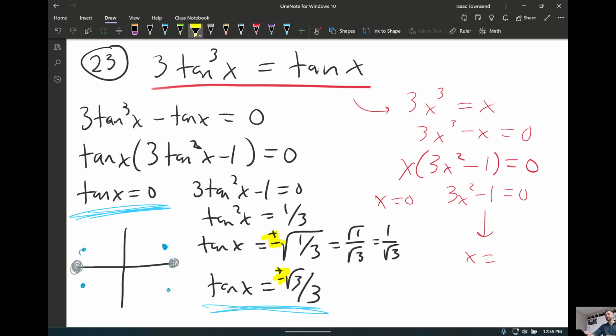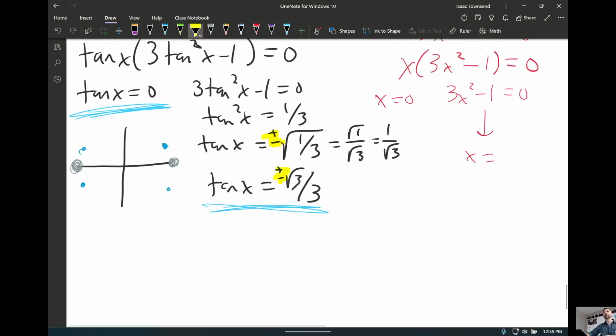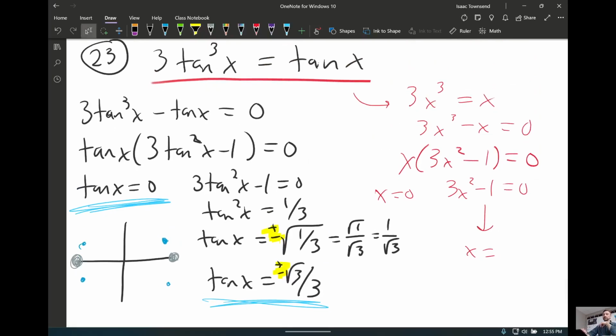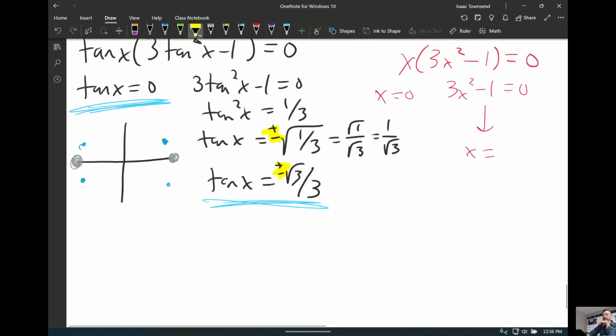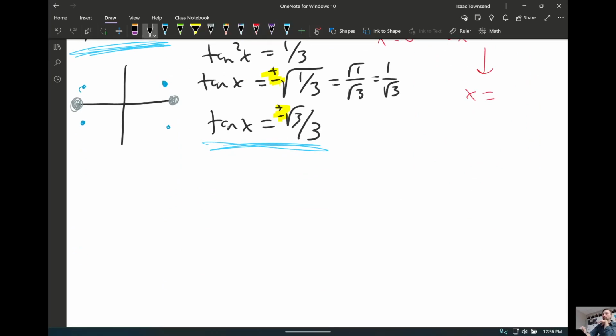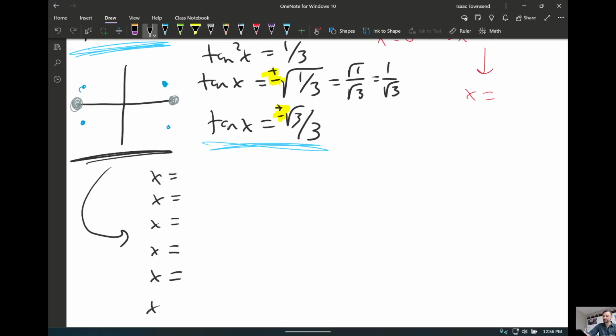So there are 6 spots that should make this true. Like our first 2 questions in the book, you can actually plug in pi over 6, see if it works. Plug in 0, see if it works. Plug in 5 pi over 6, see if it works. It's a little tedious, but you could do that. But to put all of this into the format that it wants, the long way is going to be to make 6 statements.